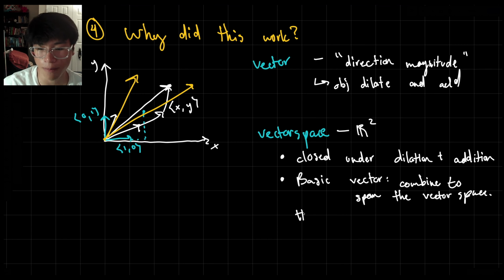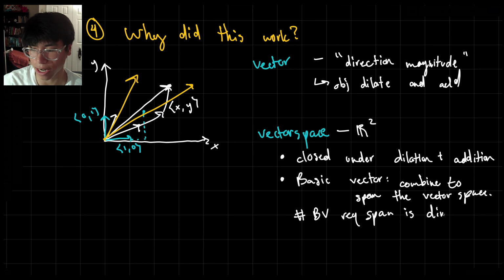And the number of basis vectors that are required to span all vectors in the vector space is known as the dimension of the vector space. That's why we know that R squared, the plane, is considered to have two dimensions, because you need exactly two basis vectors to span the entire vector space.